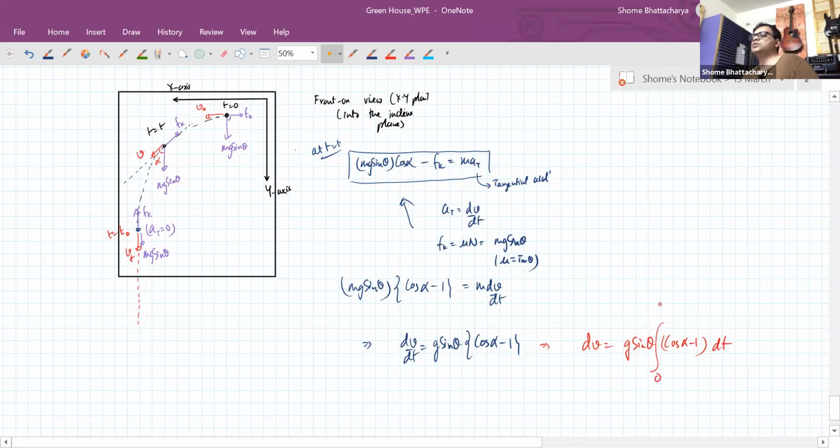As this is going from 0 to t naught, this is going from the initial value v naught to the final value vf. So v final minus v naught is equal to g sine theta into this integration, which we can't solve directly because alpha we don't know as a function of time. So this is like our first equation. Now somehow we'll have to generate another equation from which we can eliminate this unknown term. So I'll show you how to get that other equation also.